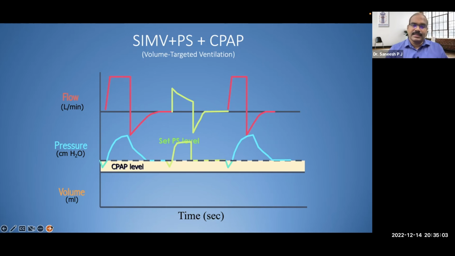The idea here is once you give a pressure support, you take a bit of work of breathing from the patient so that the patient will not get exhausted. So the volume may not be guaranteed, but definitely a good portion of the work of breathing is taken up by your machine.